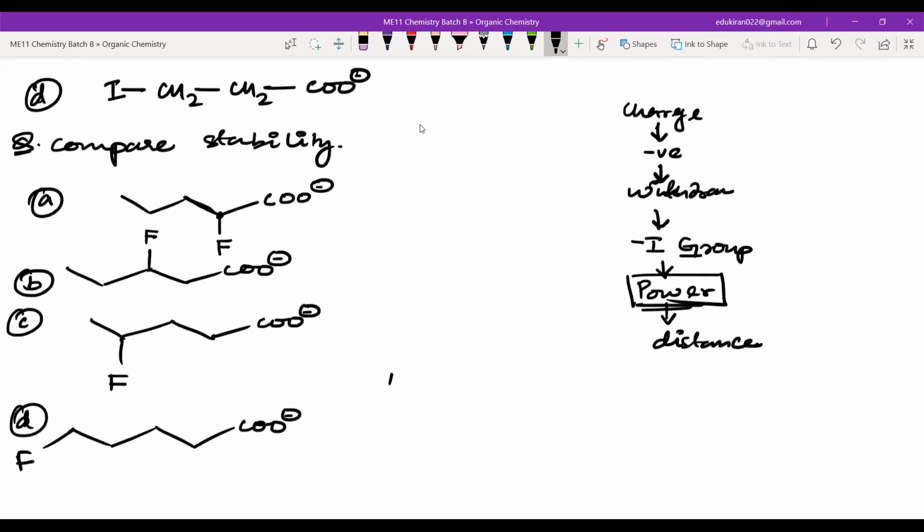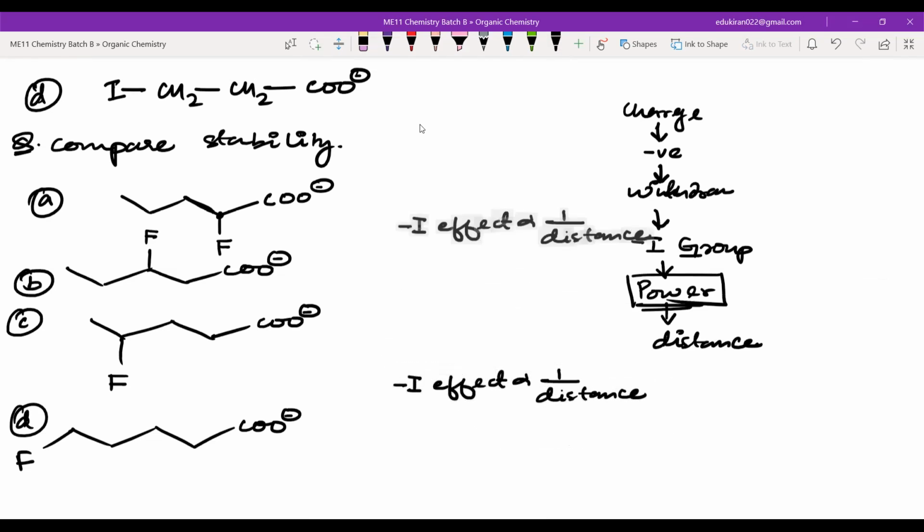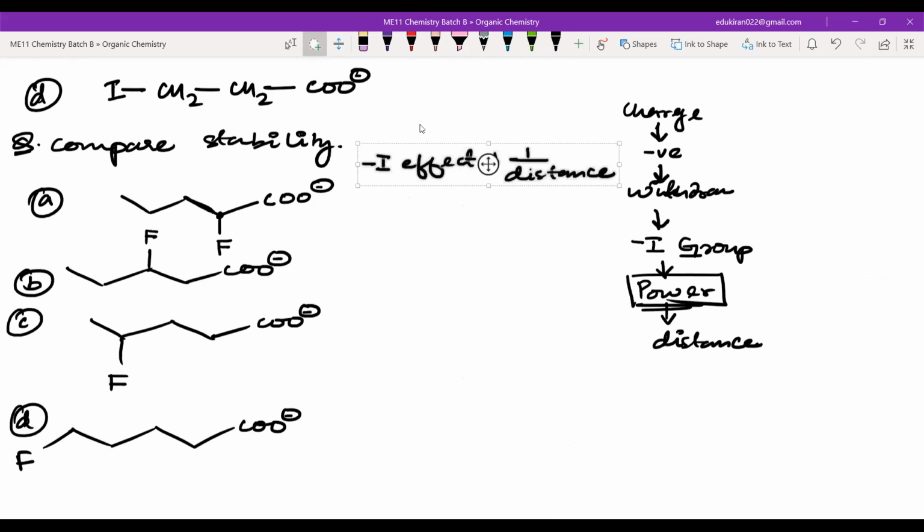So if I talk about the distance, then I should write it like this. The minus I effect is inversely proportional to the distance. That means if distance increases, the effect of minus I has to decrease, because it is completely dependent on electronegativity. So this is one of the rules that you can write.